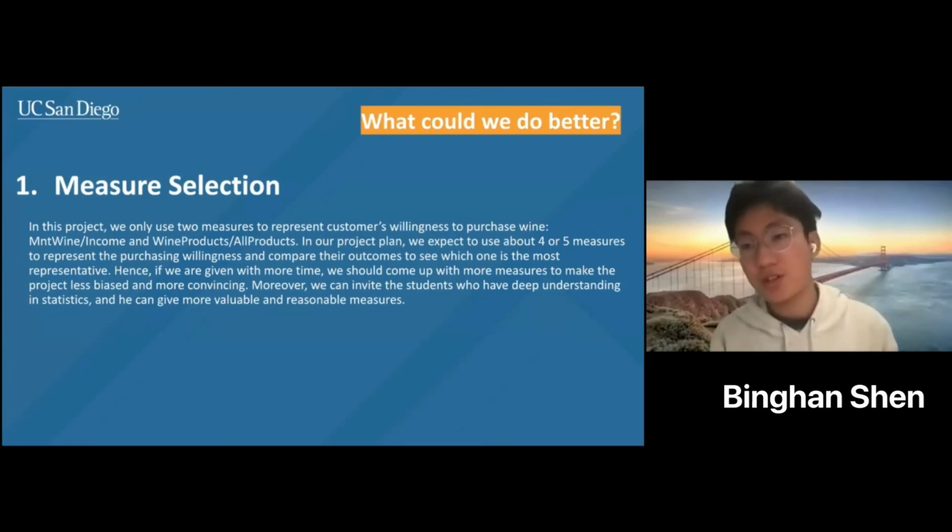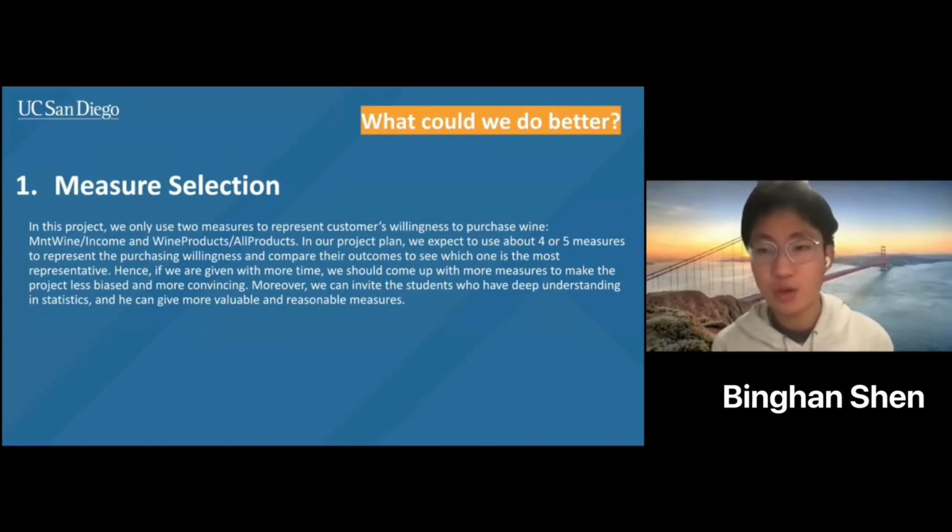Even though we finished the project, there is still something we could do better in the future. First, in this project, we only use two measures to represent the customer's willingness to purchase our wine. But if we are given more time, we will come up with more measures to make the project less biased and more convincing.